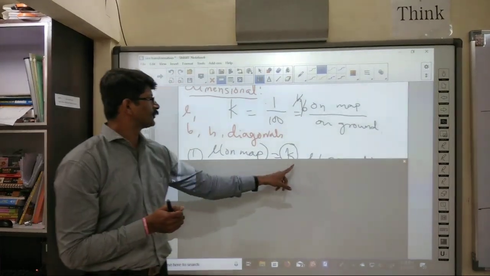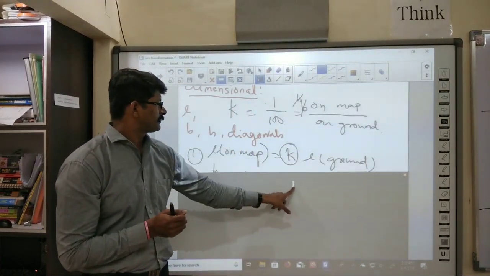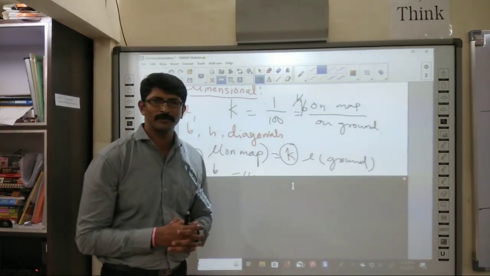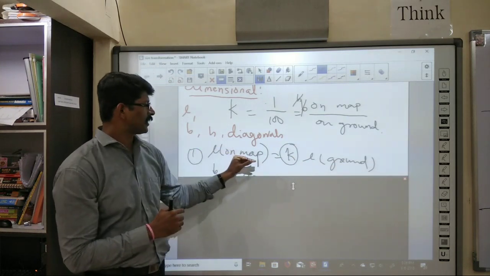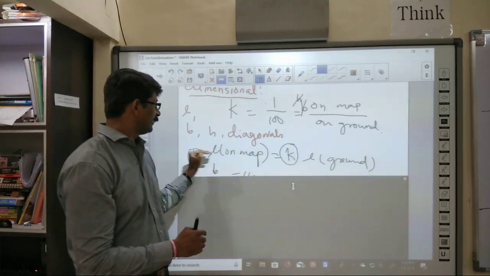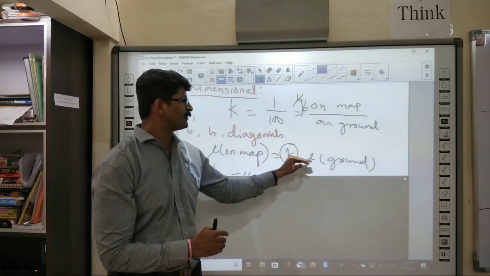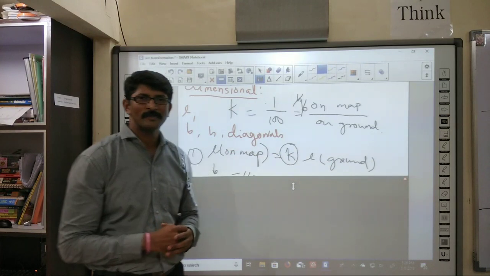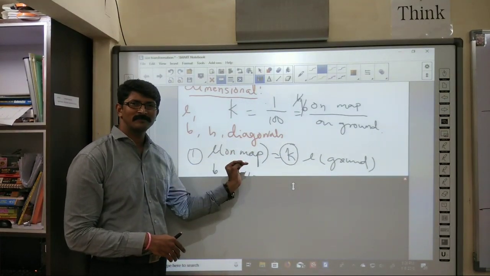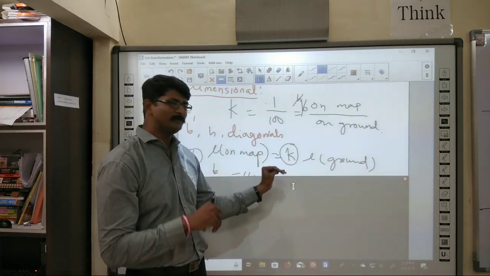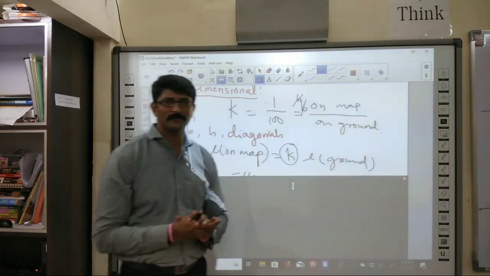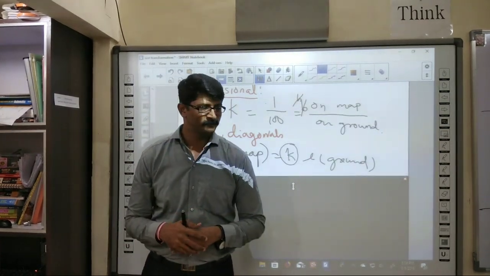So what is the formula? Say, this is the first formula. Length on map is equal to k times length on ground. Let's repeat along with me. Length on map is equal to k times length on ground. That's perfect. So please jot it down in your notebook.